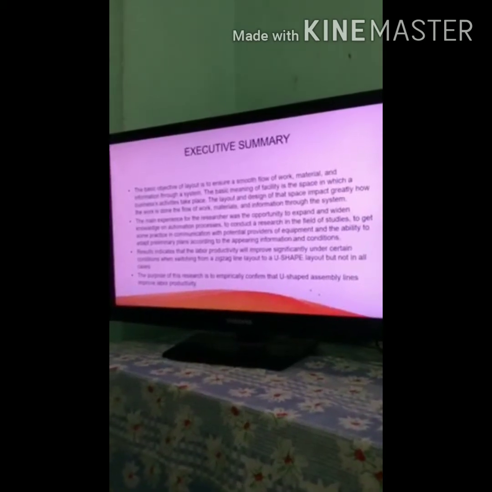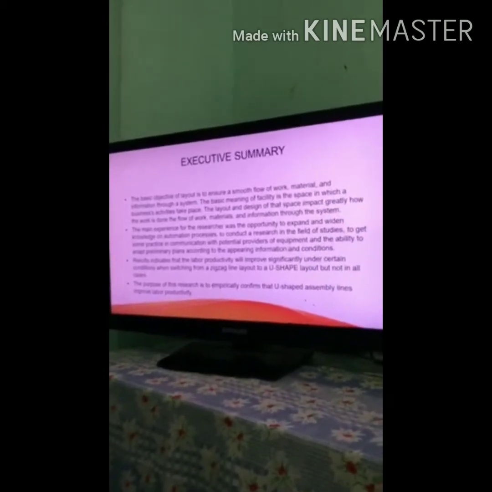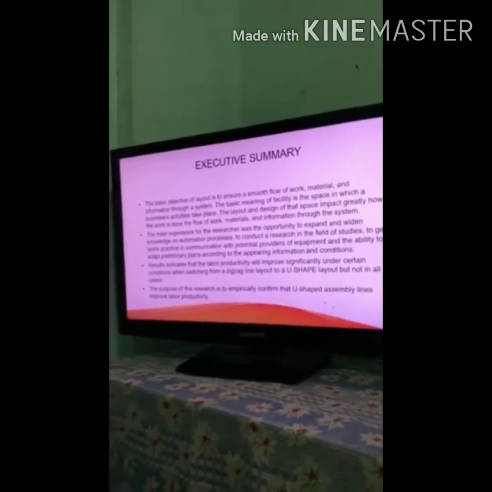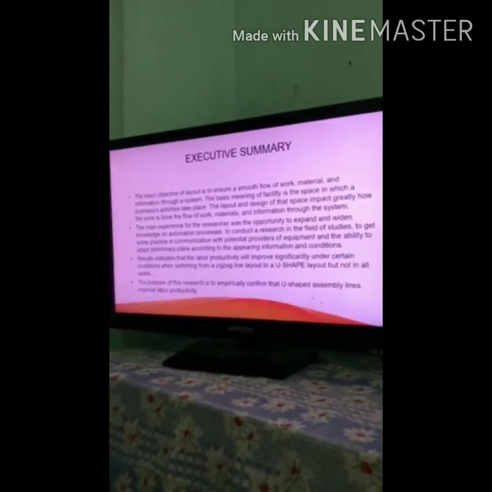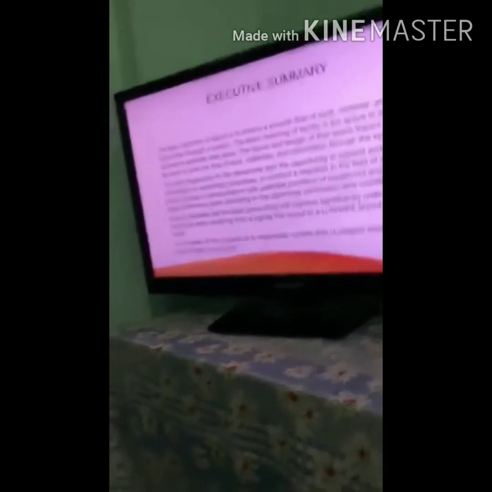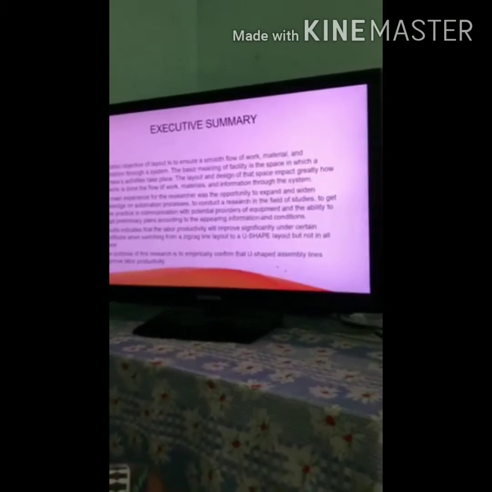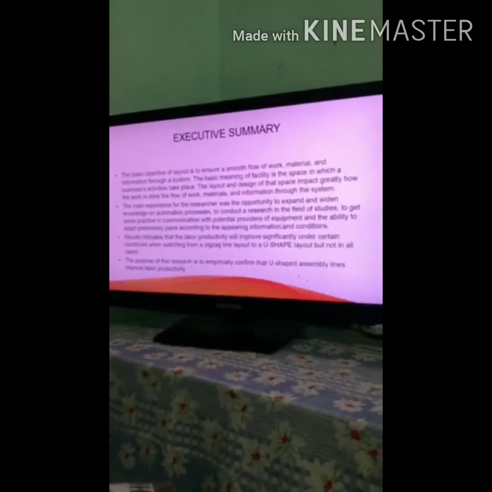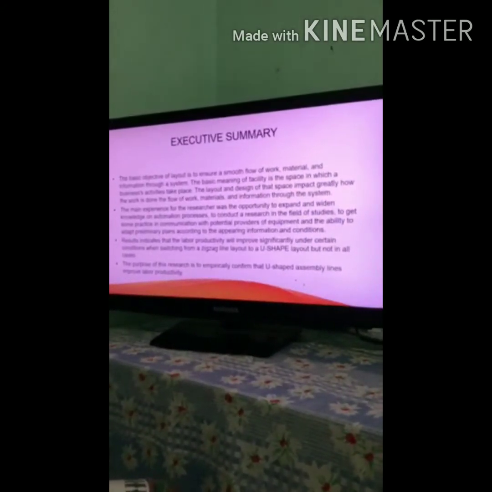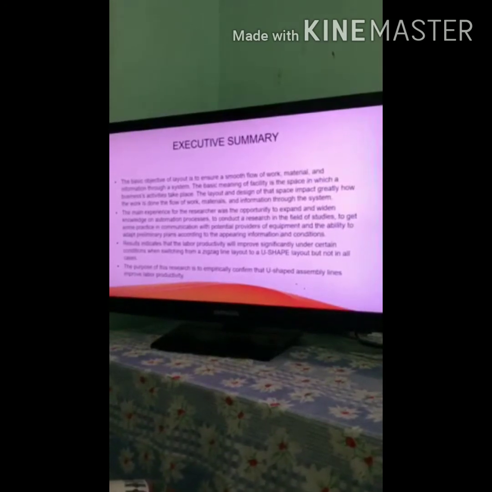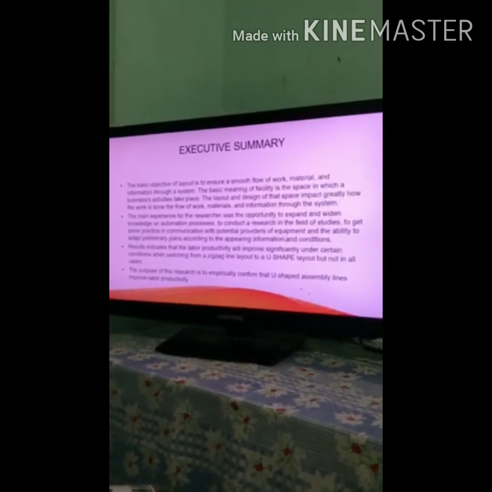So the main experience for the researchers was the opportunity to expand and widen their knowledge of information processes, to conduct research in the field and studies, to get some practice in communicating with potential providers of equipment, and the ability to adapt preliminary plans according to the appearing information and conditions.